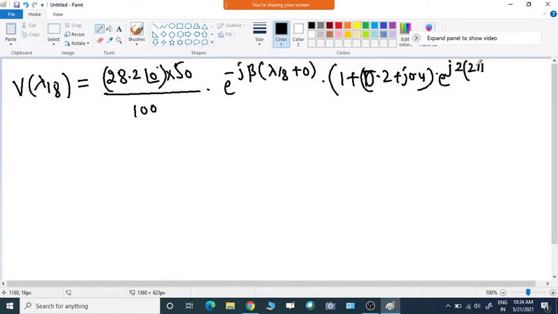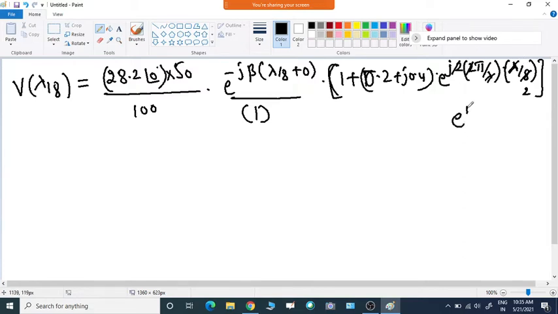Into beta we can substitute 2 pi by lambda, and x we substitute lambda by 8. In the denominator here it will become 1 because gamma g is equal to 0. So now we can put the value here, which is 2 4 times, so it is 2, lambda gets cancelled, it will give e power j pi by 2. So that will give only the value j, because cos pi by 2 is 0 plus j sin pi by 2, sin pi by 2 is 1, so this whole thing is giving only the value j.